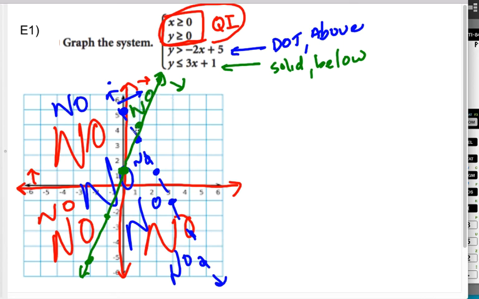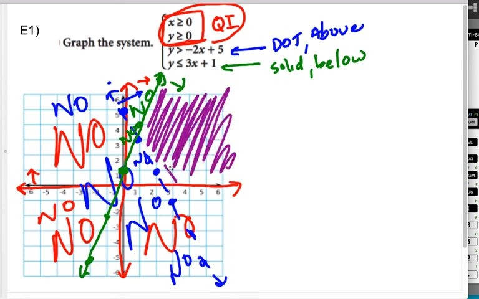The only spot that you might be questioning is this little spot here, but you can tell that this is still a no because that's also above the green line, right? So it looks to me like the only spot that is a reasonable answer is this section here that's in quadrant 1. Now this is, for the record, what we would call an unbounded region.